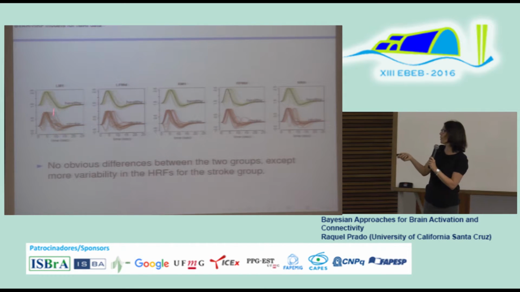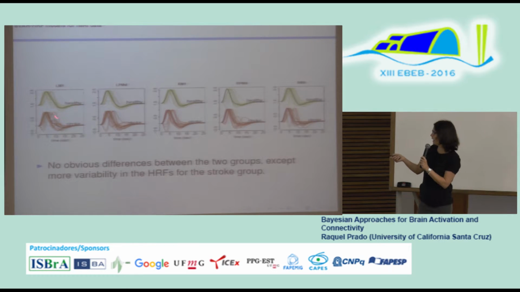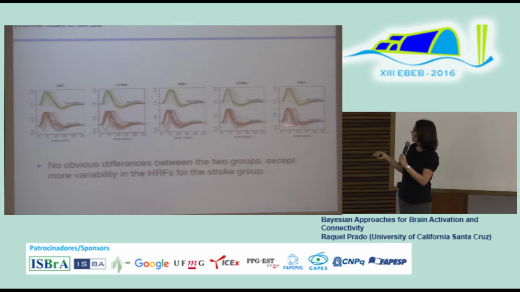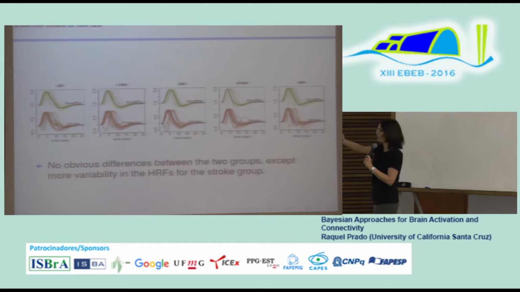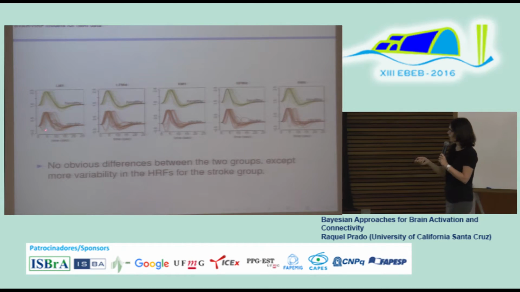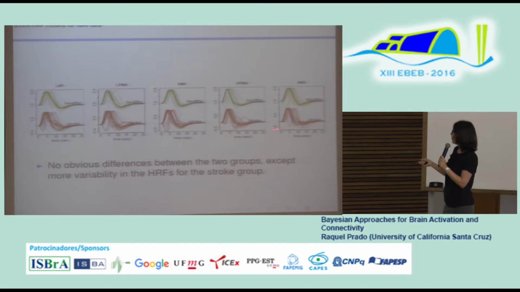estimated hemodynamic functions. I'm showing you here the posterior means for the 5 regions and the healthy versus the stroke patients. And what we see is that there is a lot of variability here, so it's important to have subject-specific HRFs, but we couldn't find anything that we were able to distinguish in terms of, well, the healthy are very different from the stroke patients in this particular case. There is a little bit more variability in the stroke group, but that's essentially, in terms of the hemodynamic functions, this is what we could find.